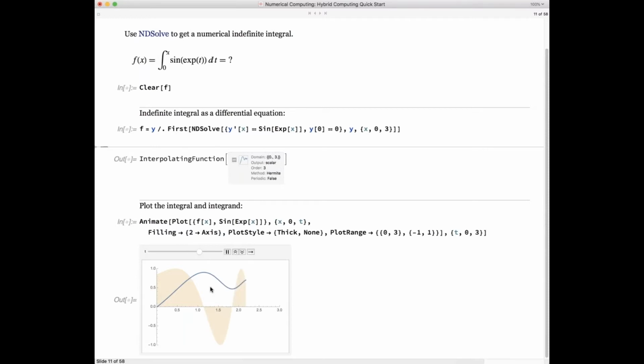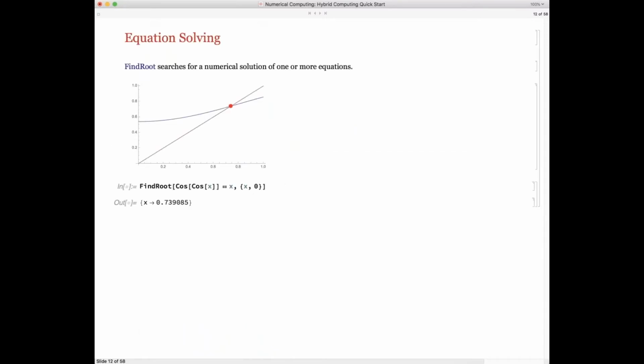The core function of numerical equation solving is FindRoot, which searches for a numerical solution of one or more equations. Here is a very simple example that can't be solved in closed form.